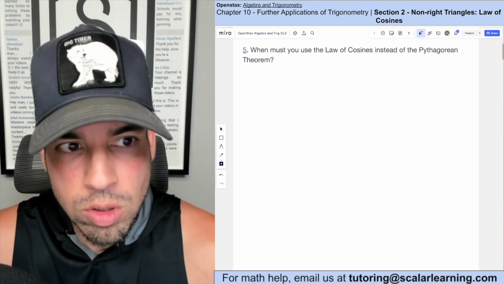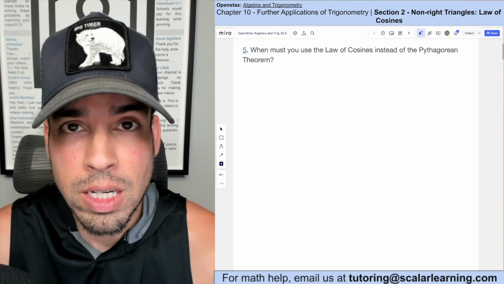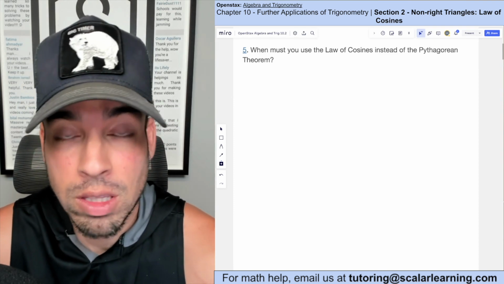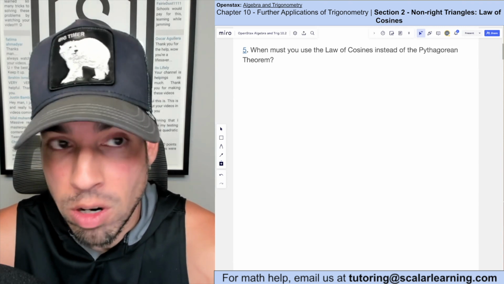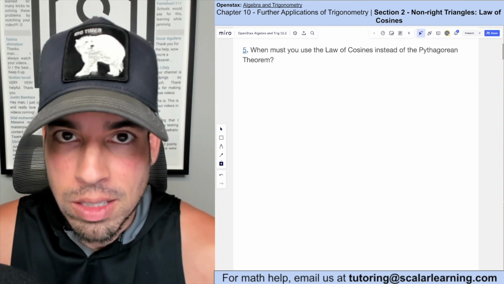When must you use the law of cosines instead of the Pythagorean theorem? It's basically when you have a non-right triangle. A right triangle is where the Pythagorean theorem would be applied and would work. But when it's a non-right triangle, you can't, so you have to go to the law of cosines. So that's basically it.